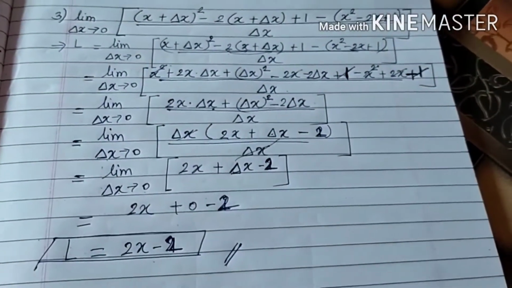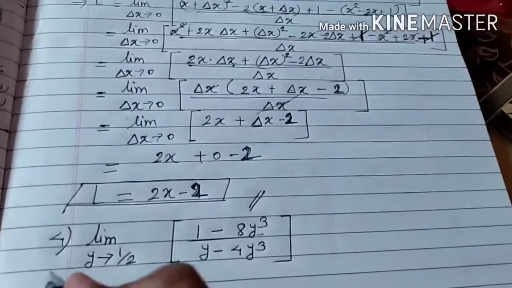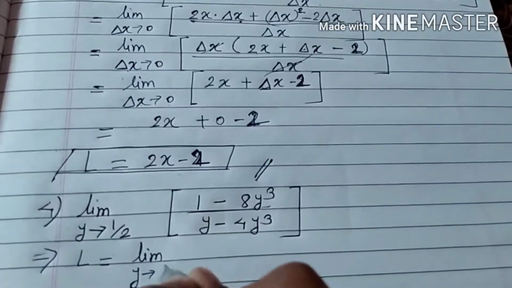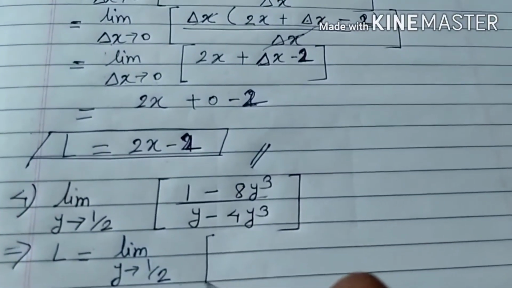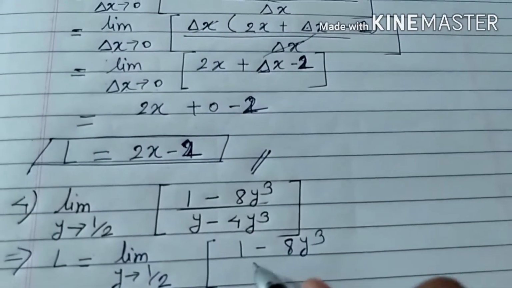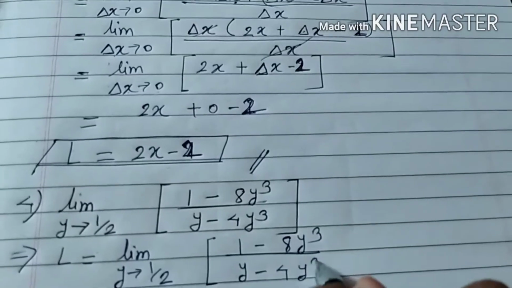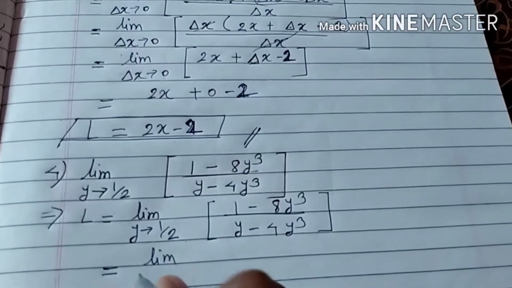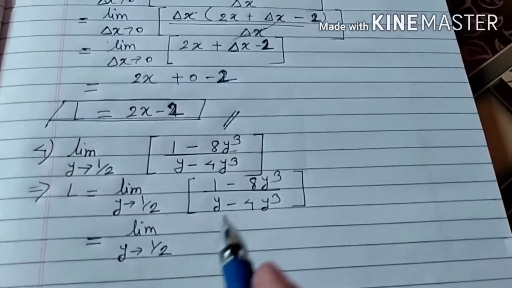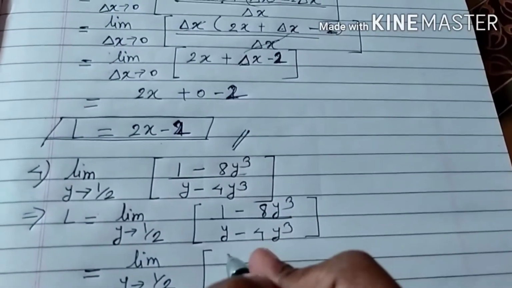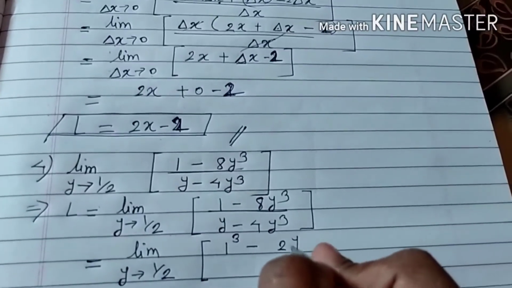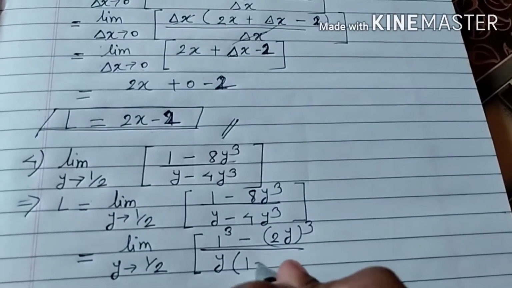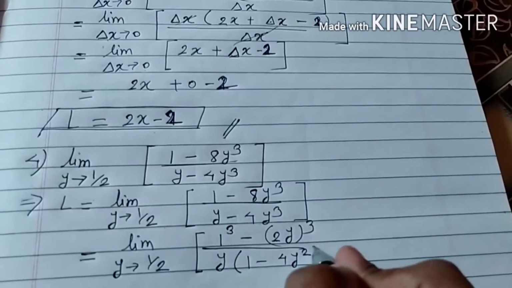Now we move to our next example. Now next example, take it as limit L. So limit y tends to 1 by 2, and here suppose it is 1 cube minus 2y cube, because 2 cube is 8, and take y common, so it is 1 minus 4y square. Okay.